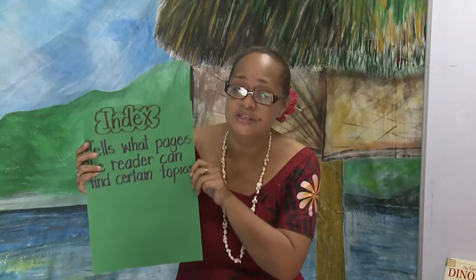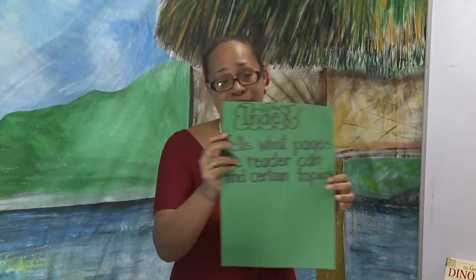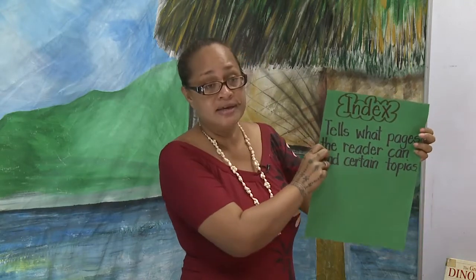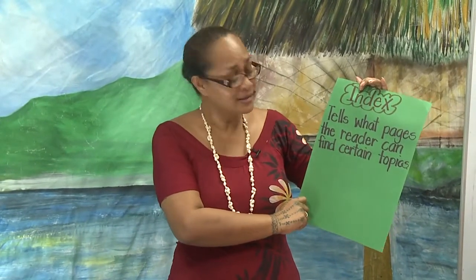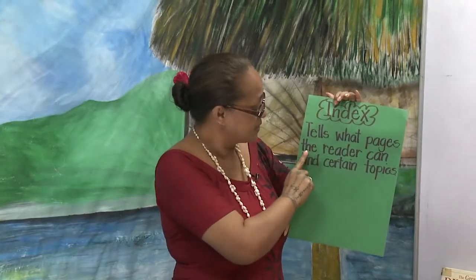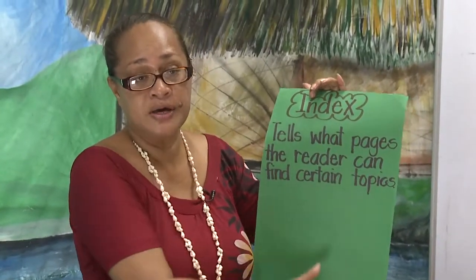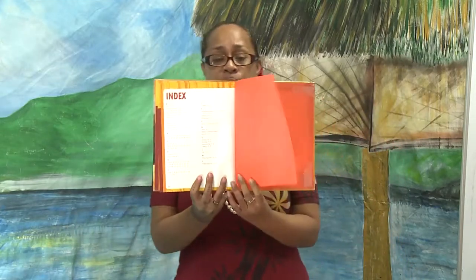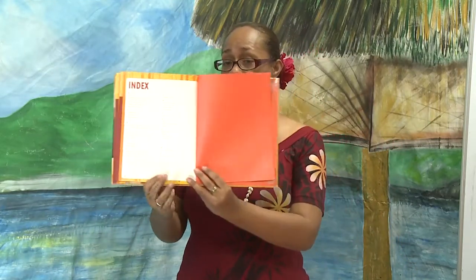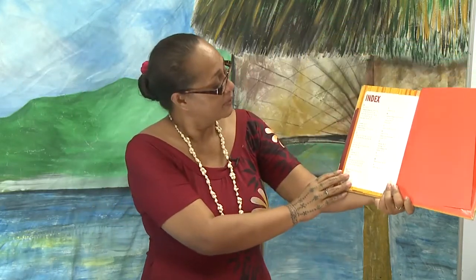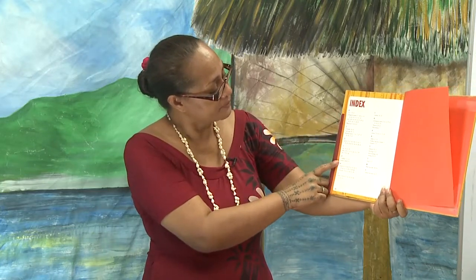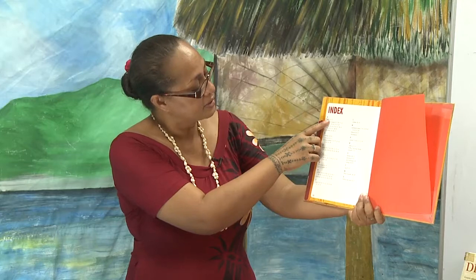Another very important feature or text form is the index. What is an index? An index tells what pages the reader can find certain topics. There you go. It will be at the very end. It has an index. Here it's in alphabetical order again. When you want to find the pages, find the topics, and then you can flip through.